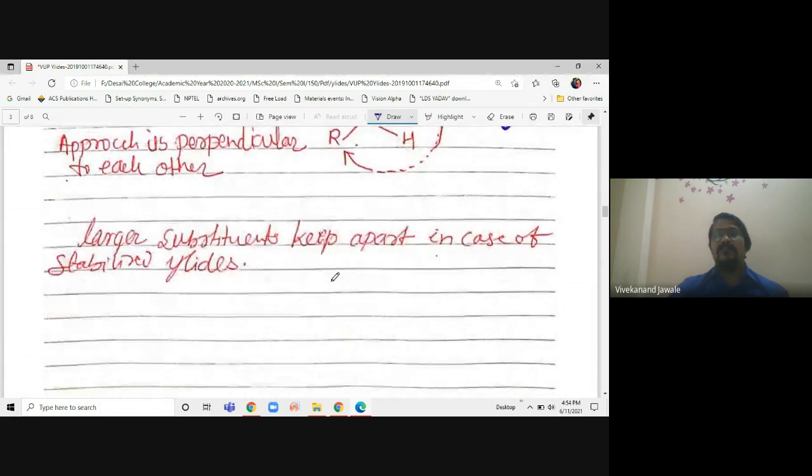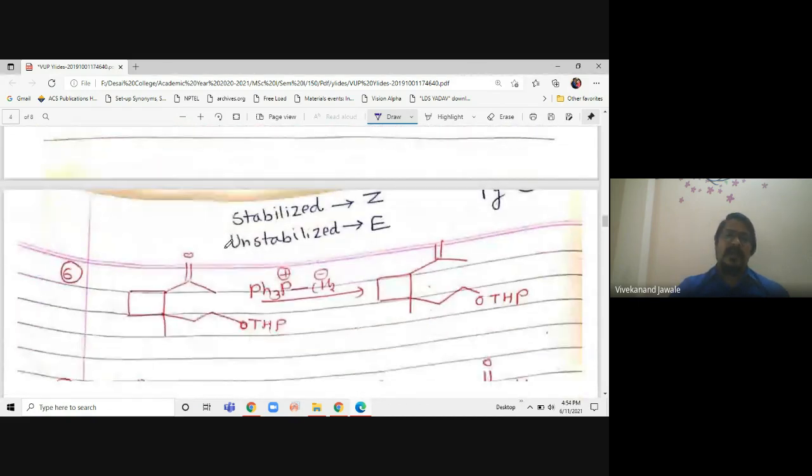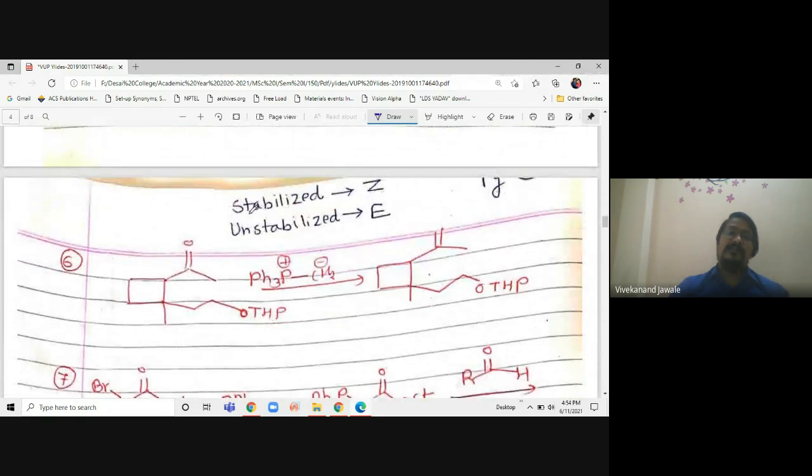So if larger substituents are there, they will keep apart from each other, in the case of stabilized ylides. Okay, so stabilized ylides have the carbonyl with them. That's why we got this. Again, in these notes, I have made a mistake: if we have a stabilized ylide, it should give us the E product, and if it is unstabilized, we have the Z product. So you have to remember this, because this type of question they may ask in the question paper.